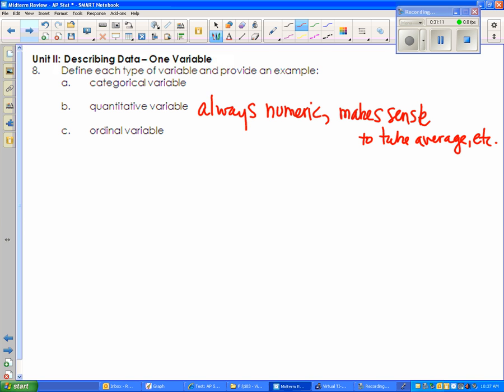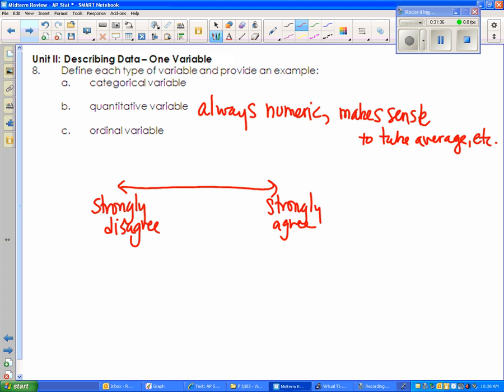Okay, and an ordinal variable, it could be a number, it could be a word. It's usually some sort of variable whose values can be placed in some sort of an order. So like if you think about surveys that you've done where there's some sort of a scale where you have strongly disagree, and then strongly agree at the other end. Okay, it's some sort of a scale. That would be an ordinal variable.